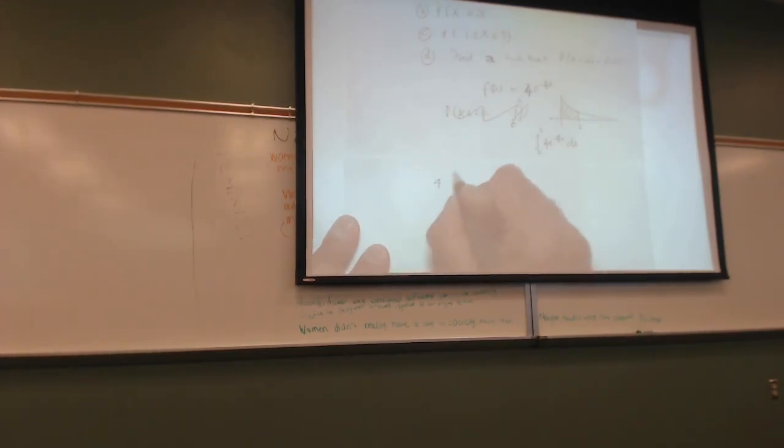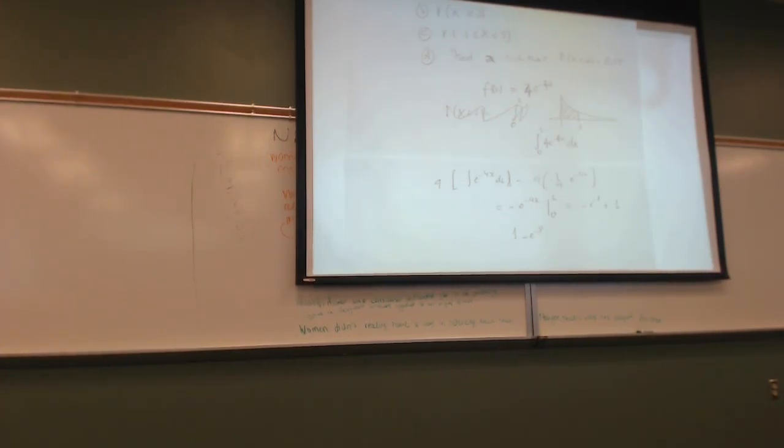This is 4 times the integral of e to the minus 4x dx, which is 4 times negative 1 over 4 times e to the minus 4x. So it's negative e to the minus 4x when you integrate this, and you want it between 0 and 2. At 2, this gives you negative e to the minus 8. Minus minus makes plus. At 0, this is 1. So the answer will be 1 minus e to the negative 8.